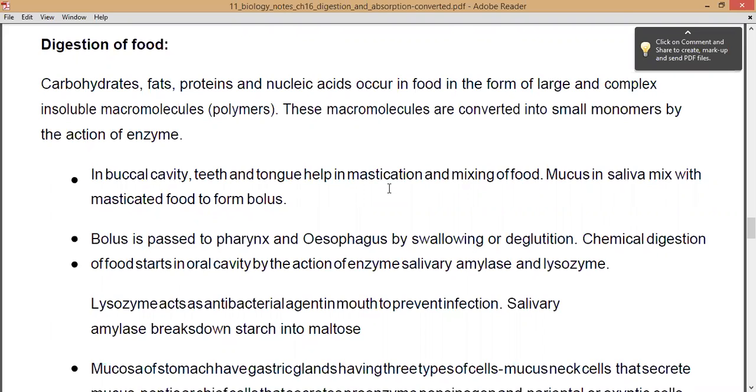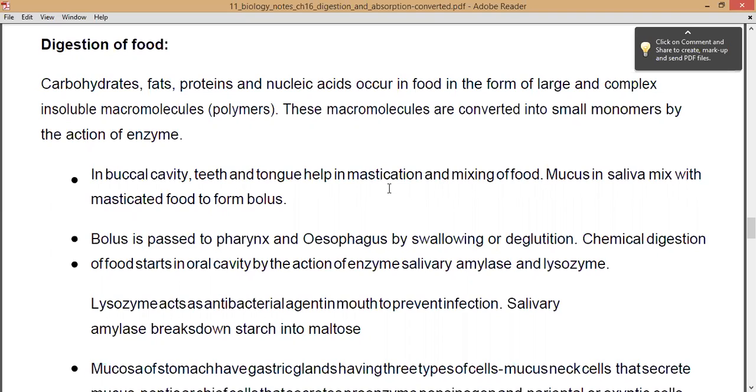Now, these macromolecules are converted into small monomers by the action of enzymes. As you know, poly means many and mono means one, so many monomers combine with each other to form a polymer. When you are eating, that food is in the form of a polymer. With the help of the action of enzymes, these polymers are converted into small monomers. So from the complex form, it has been converted into the simple form.